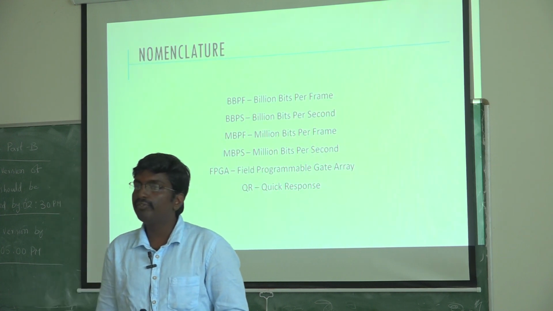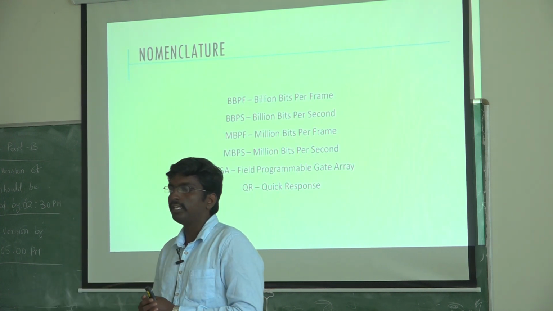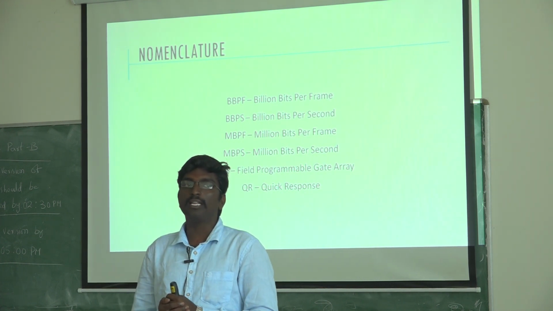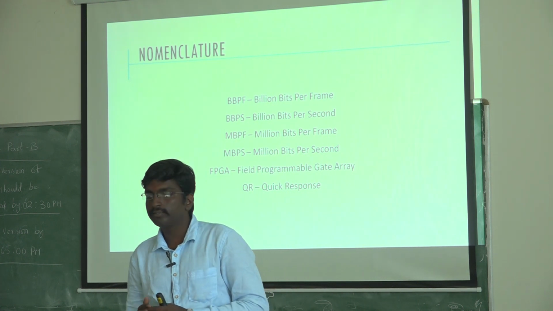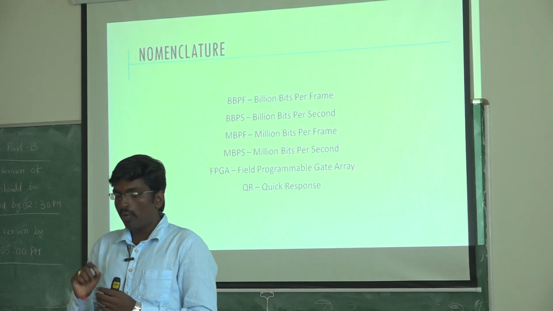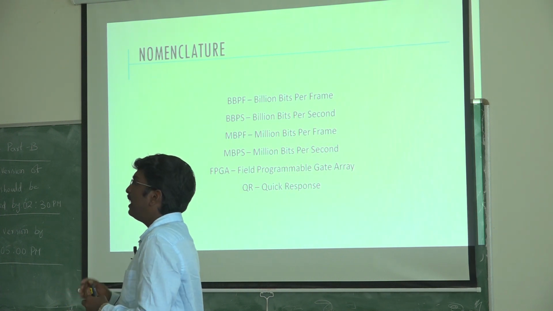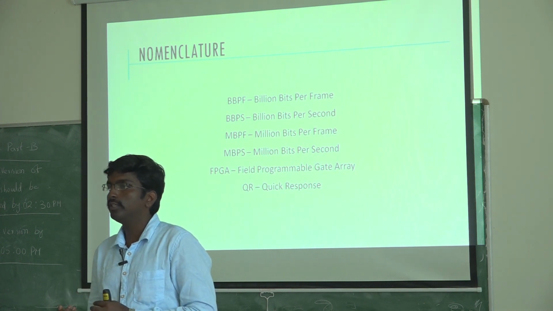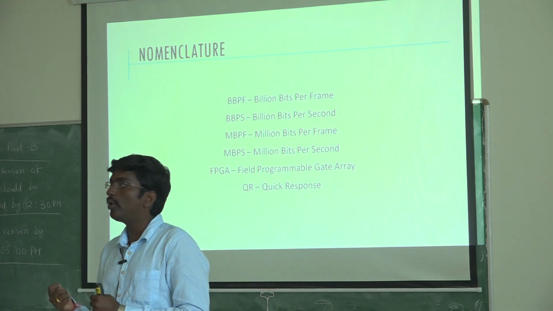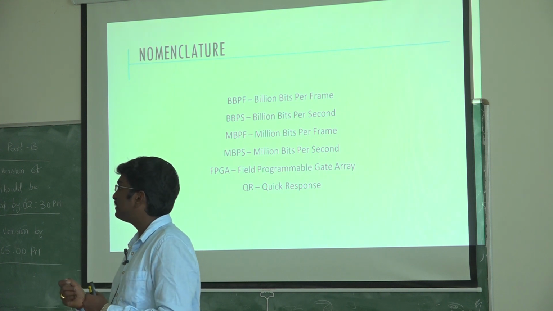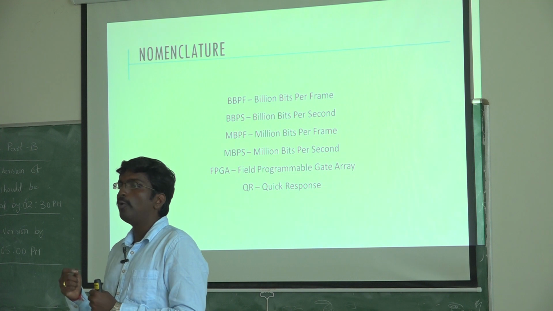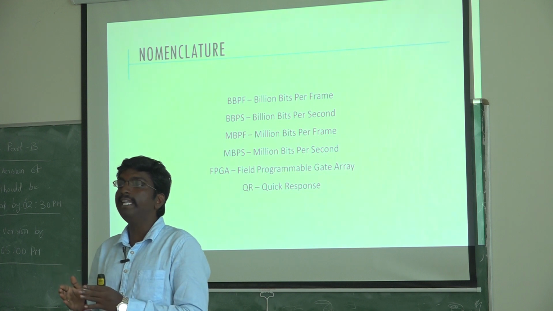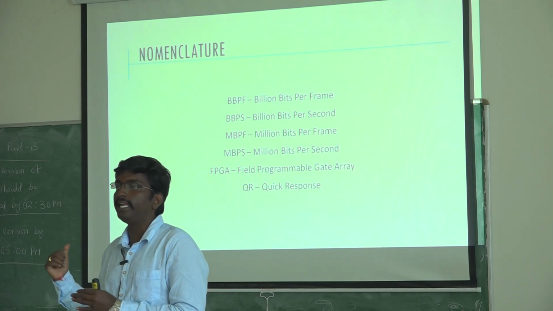So the introduction. Before going to the introduction, some basic nomenclatures, something like BPS. It's billion bits per second. BPS means billion bits per second. What this bits per second is saying is that in 1 second, how many bits I'm going to get, that's what I'm going to process. So this bits per second is very important when you are designing any algorithm or system for real time. Per second how many bits we are getting, that thing we are going to process. So our system needs to satisfy this bits per second.